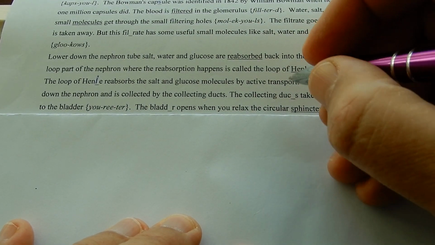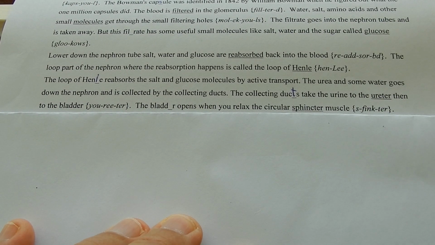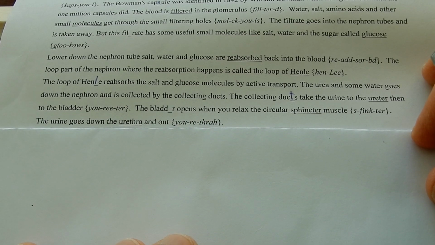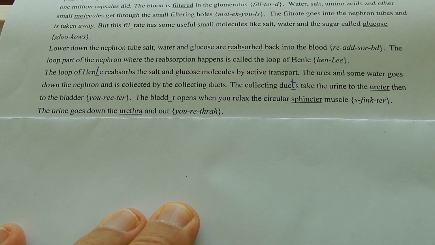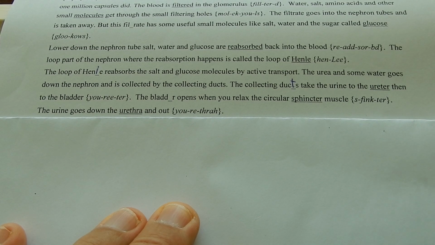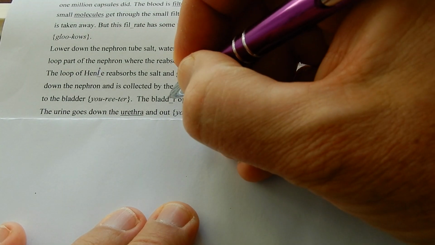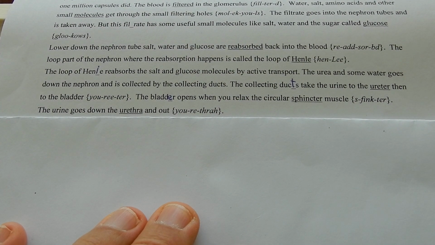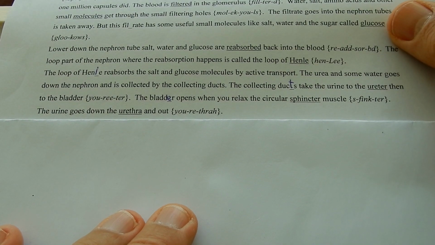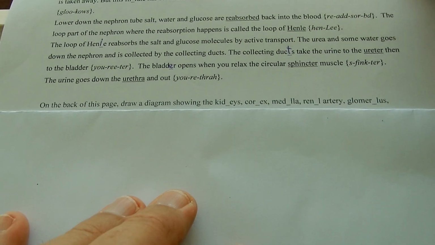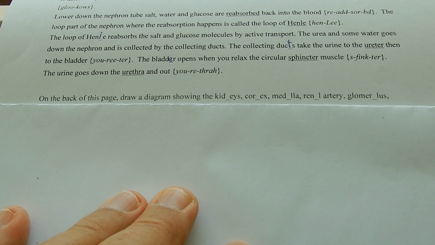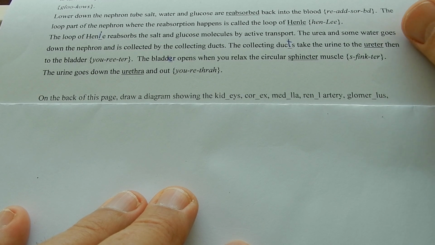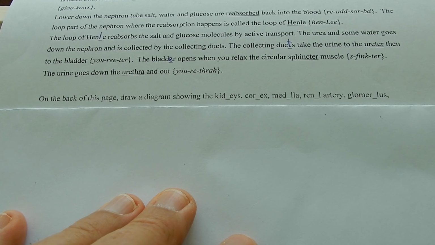The collecting ducts take the urine to the ureter, then to the bladder. Ureter. The bladder opens when you relax the circular sphincter muscle. Sphincter, yes. That's why you have to potty train young babies so they get control of their sphincter. The urine goes down the urethra and out. Urethra. Wow.